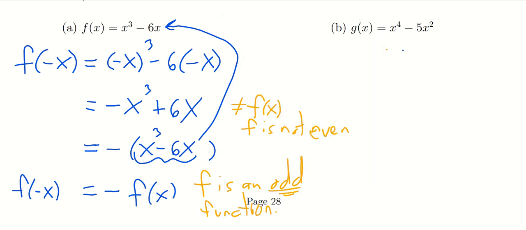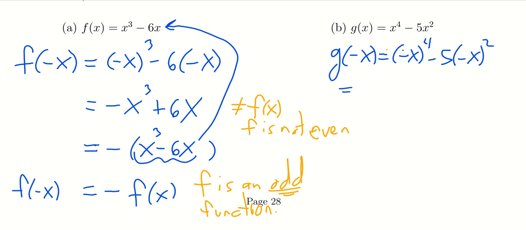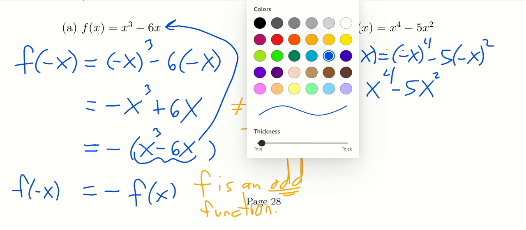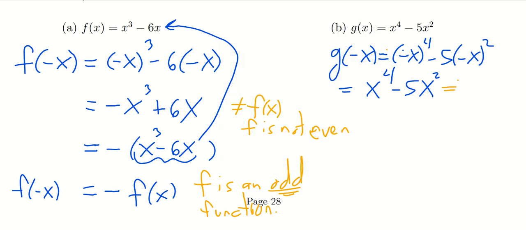Let's do the same thing. The test always works the same way. We now want to determine whether g is even, odd, or neither. So we begin by substituting in negative x for x. Negative x to the fourth will turn out to be positive x to the fourth. Minus 5 times negative x squared is just minus 5x squared. With that negative plugged in, we check, and we have recovered the same thing as the original function.